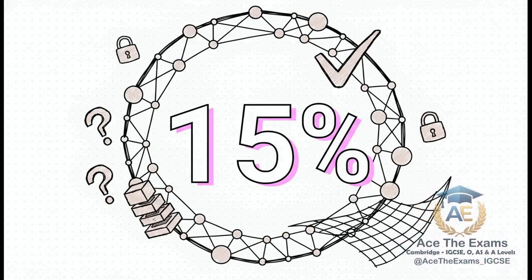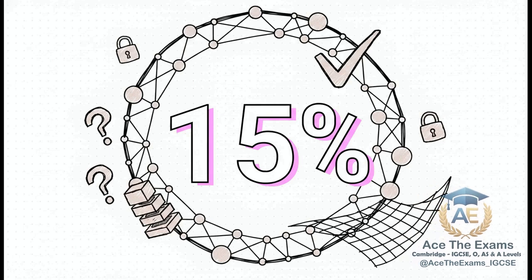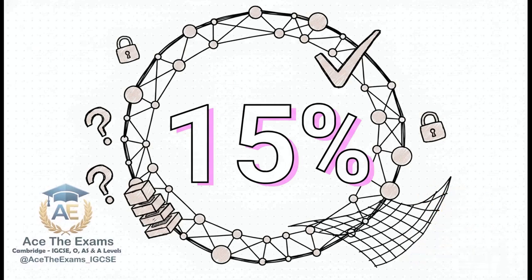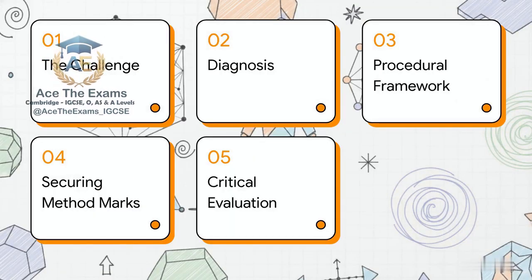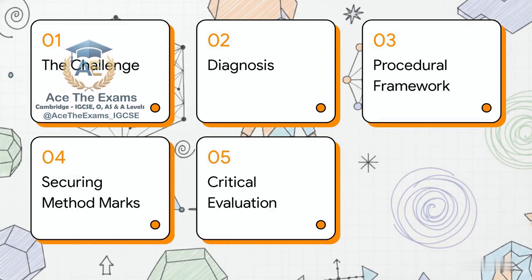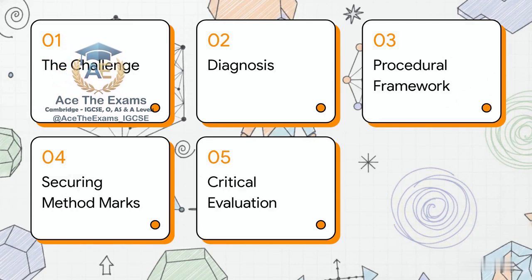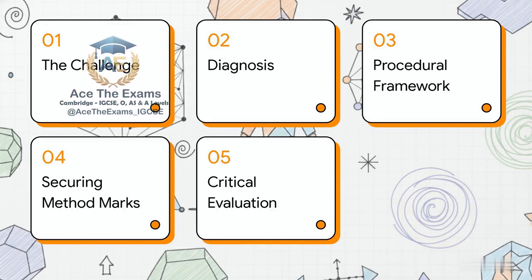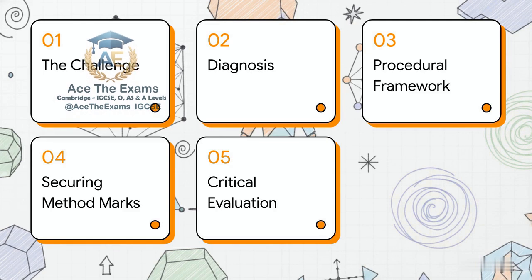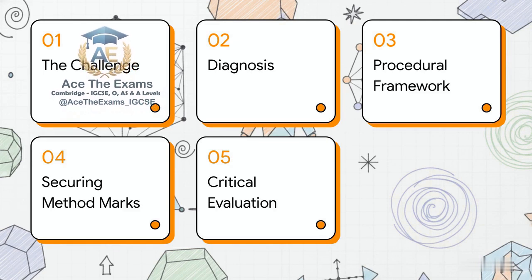We aren't just going to learn what a mesh network is today, we are going to learn how to write about it so effectively that the examiner has no choice but to give you full marks. We are dissecting this topic through 5 clinical stages today. Section 1, the challenge. Section 2, diagnosis of top examiner warnings. Section 3, the procedural framework. Section 4, securing method marks. And finally, Section 5, critical evaluation mastery.